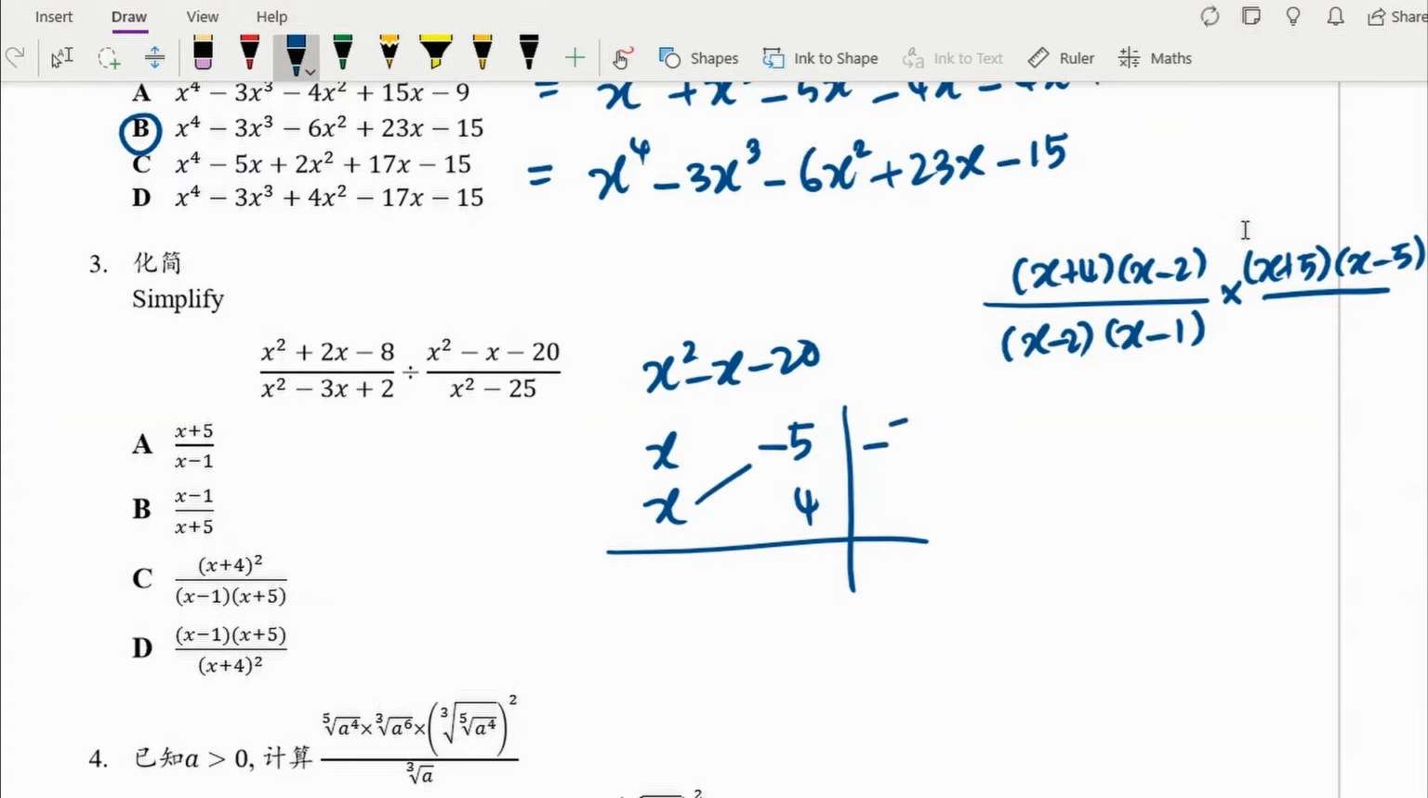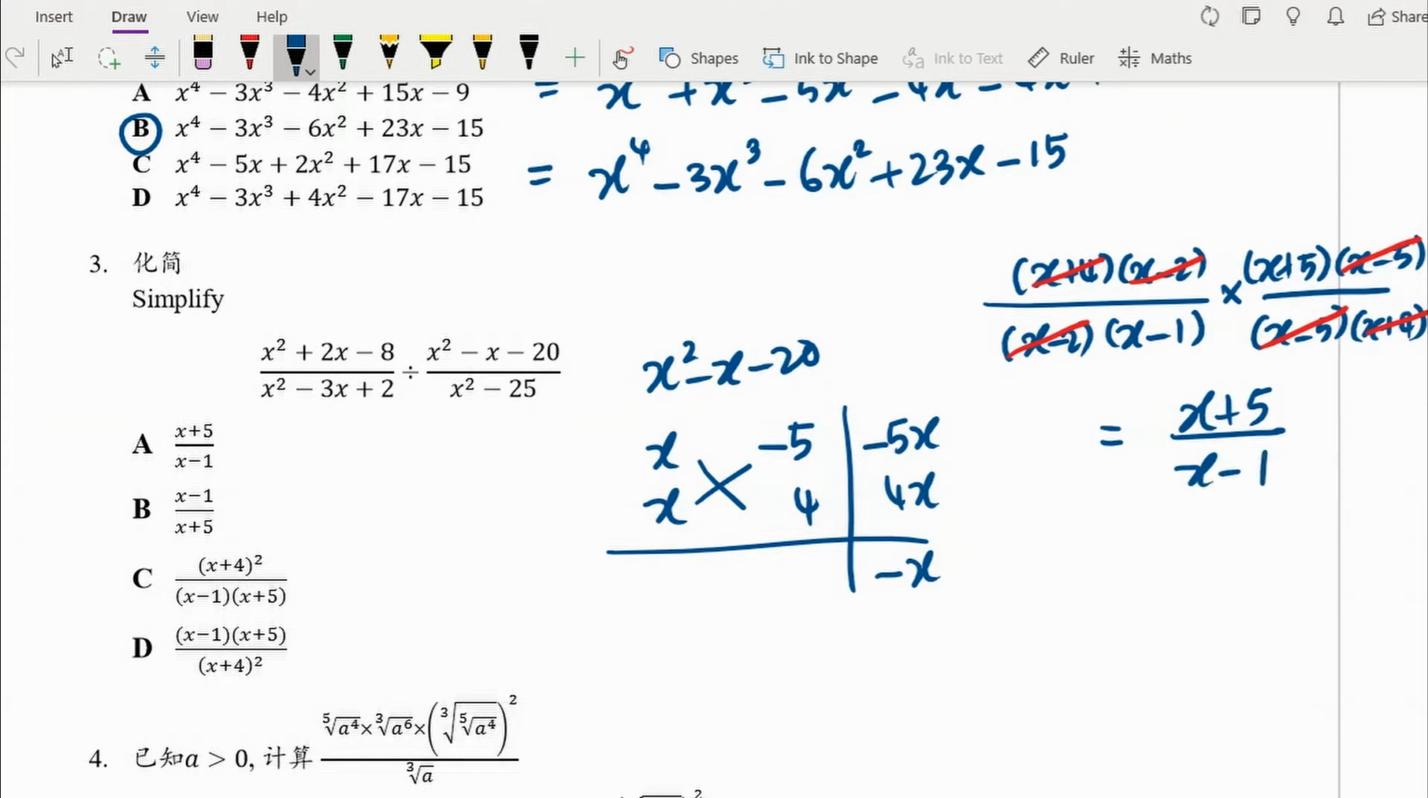So you get negative 5x, 4x here. So that is negative x in the middle. Okay, so it is x minus 5, x plus 4. And now you can cancel. X plus 4 can cancel. X minus 5 can cancel. X minus 2 can cancel. So the answer should be x plus 5 over x minus 1. The answer is A.